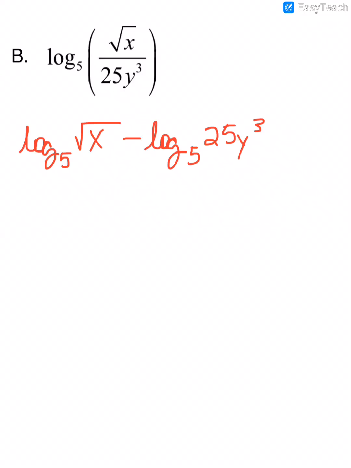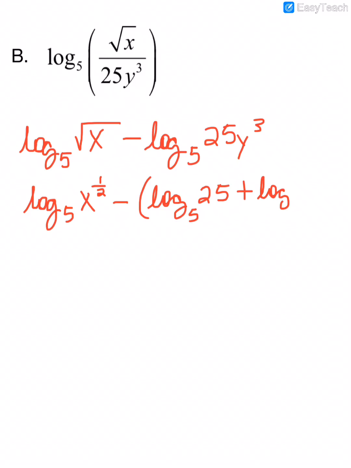The next thing I notice is that this 25 and this y to the third are being multiplied. So I need to expand that, and we expand multiplication by using addition. So let me write log base 5. I'm going to go ahead and change that square root of x to have a power instead of a radical. If I write the square root as a power, it'd be 1/2. Minus, now I'm subtracting this whole denominator, so I need to put that in parentheses because the whole thing is being subtracted, and now I'm going to separate it into two separate things. So the whole thing is being subtracted, log base 5 of 25 plus log base 5 of y to the third.